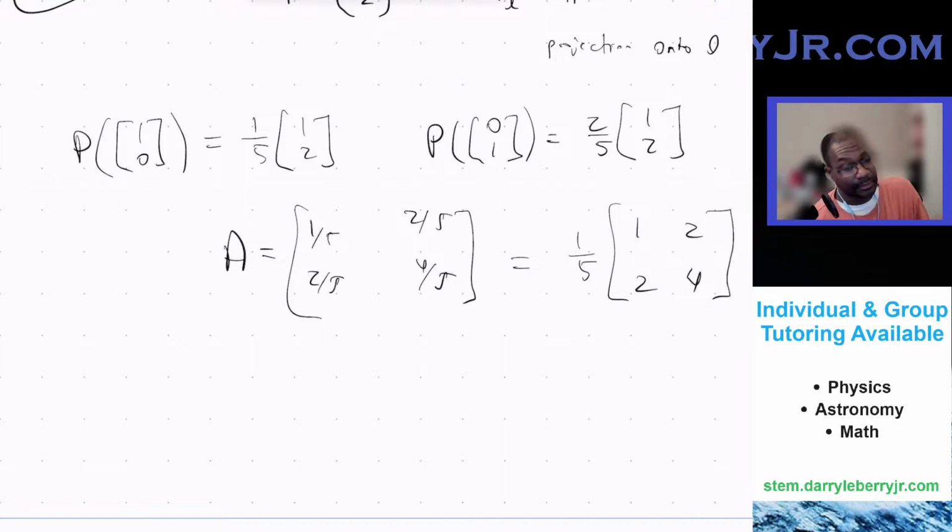The only thing I'm not sure about is where the 1/5 is coming from. So let's go back to example 1C.